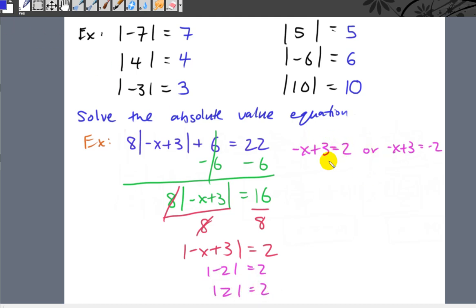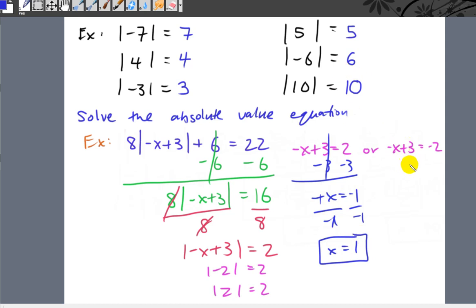Okay, so now let's go ahead and solve for x. I can subtract 3 on both sides. Negative x equals negative 1. Divide by negative 1 to get rid of the negative, and then we get x equals positive 1. Then for the other equation, we can subtract 3 on both sides. For this one, we get negative x equals negative 5. And then the negatives cancel each other out if we divide by negative 1. What we're left with is x equals negative 5 divided by negative 1, which is positive 5. Okay? And that's basically how you would do that one.